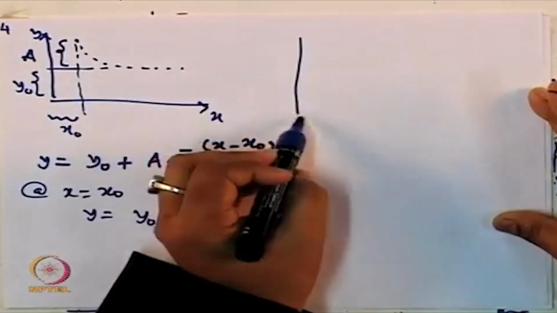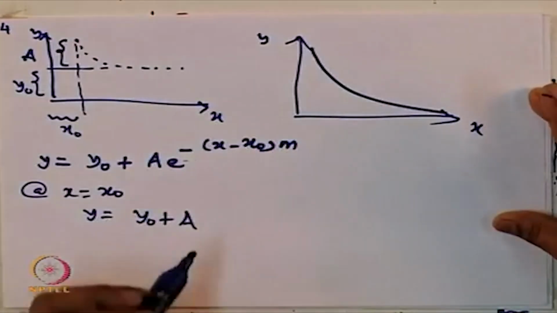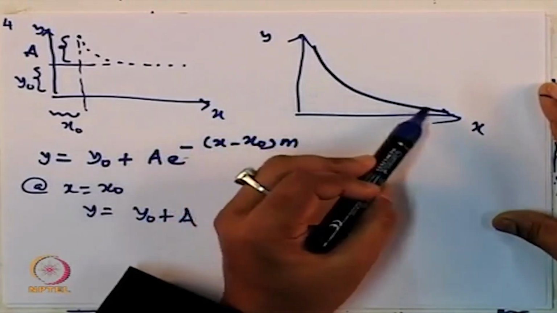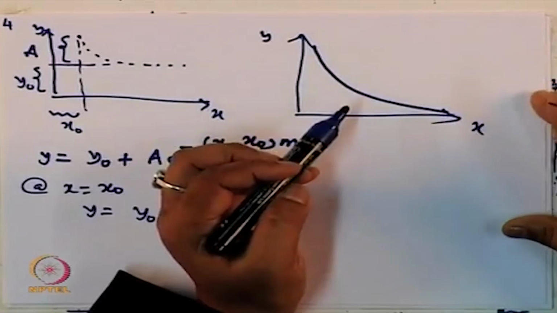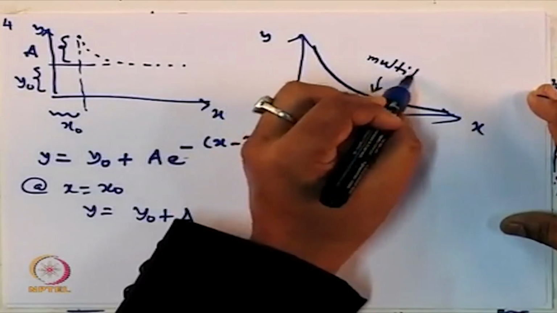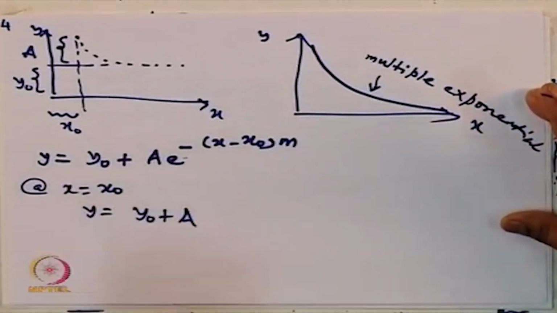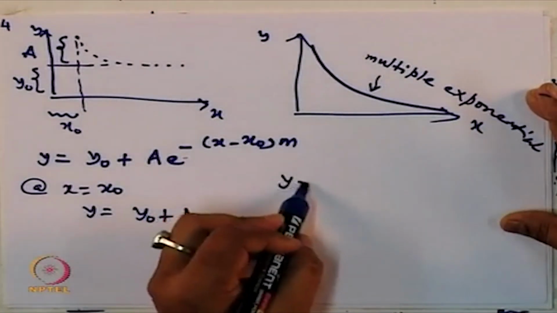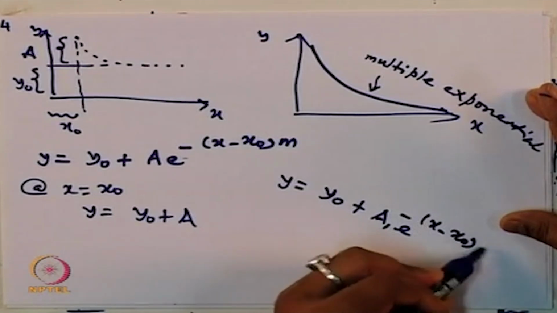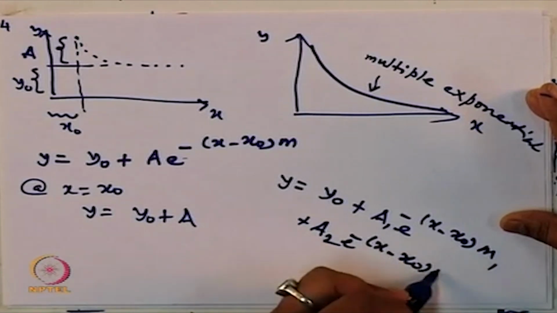Let us take another example where the data has this long tail. As opposed to showing a very quick saturation, it saturates in a much slower manner. In that case, suggesting that this curve has multiple exponentials. So, in fitting this kind of curve, you might have to modify this particular equation with y naught plus a1 e to the power minus x naught into m1 plus a2 e to the power minus x naught into m2, so on and so forth.